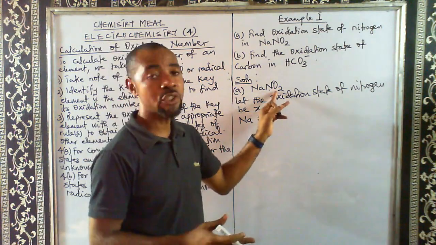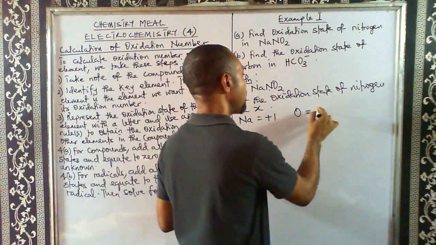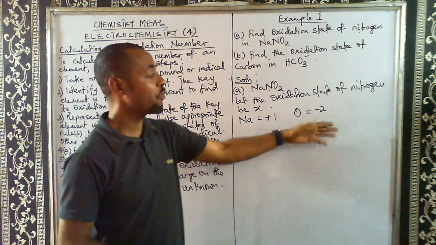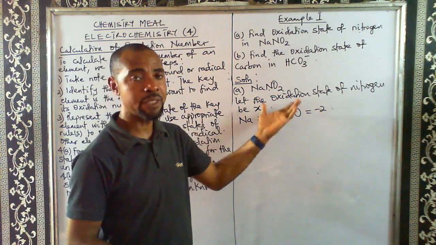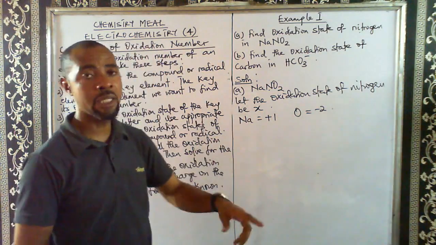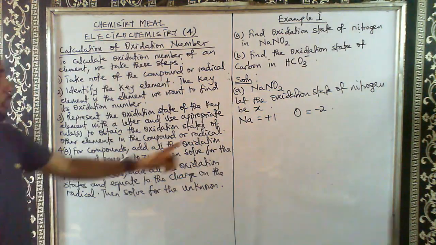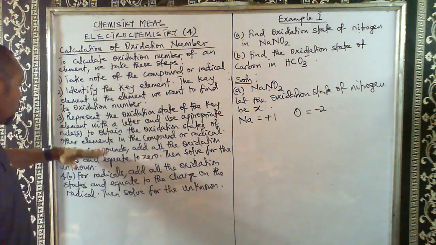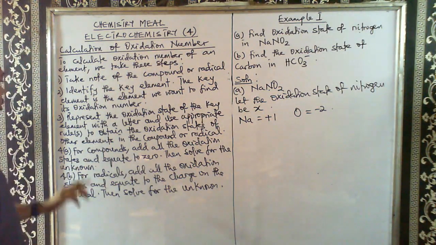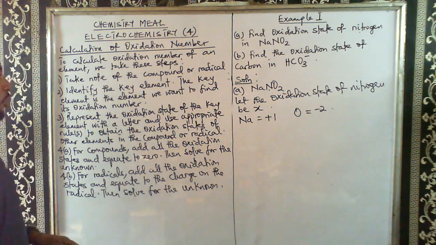Now this compound is not a peroxide, so the oxidation state of oxygen here will be -2. So having obtained the oxidation state of the other elements, and having represented the oxidation state of the key element using a letter, we can now proceed. For compounds, we add all the oxidation states and equate to 0. Then solve for the unknown.